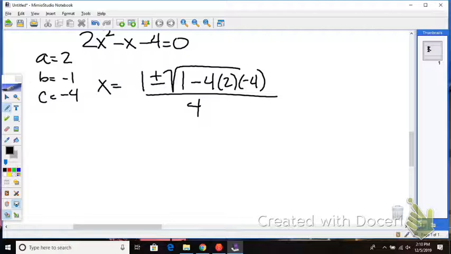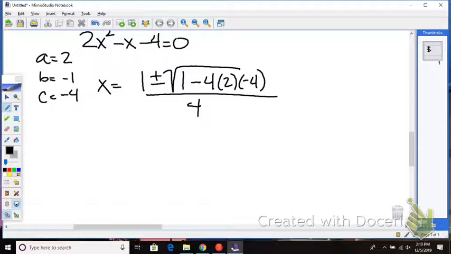Maybe we should just fill it in and then stop and let's compare, because there are some places to make mistakes here. When you plug in your negative b, because it's already negative, it is positive. So you should have a positive 1 out front, plus or minus the square root. Negative 1 times negative 1 is positive 1, so you should have a positive 1 right here. Minus 4 times a, which is 2, times c, which is negative 4.